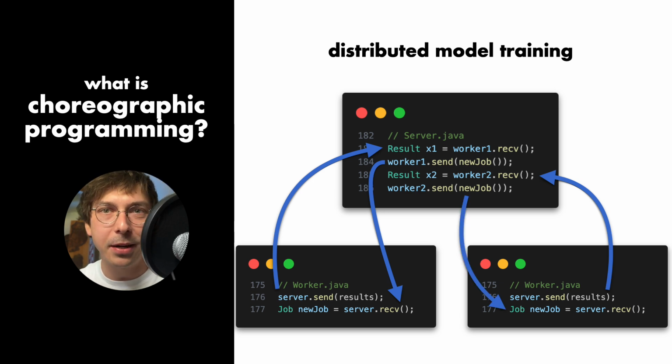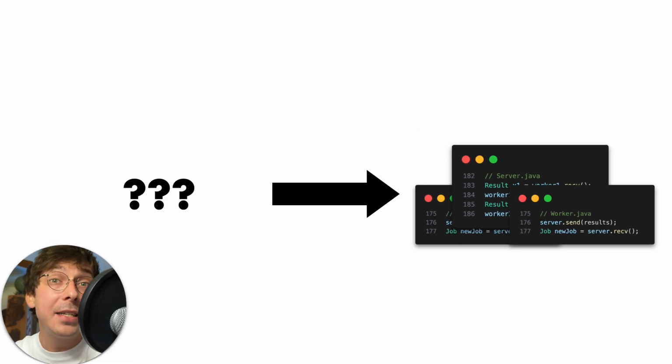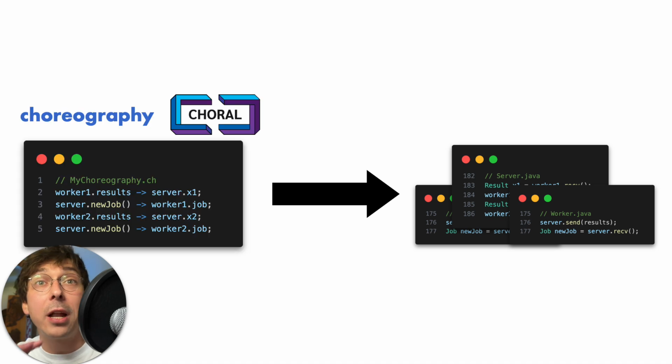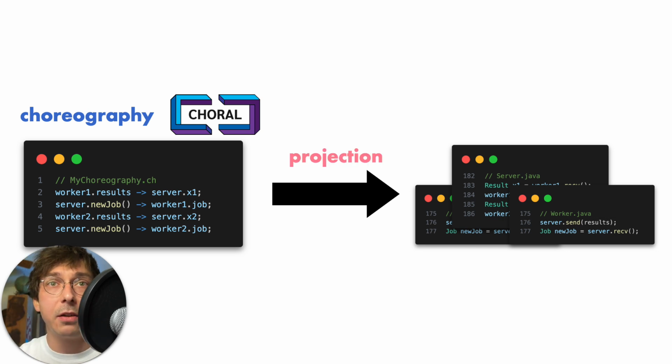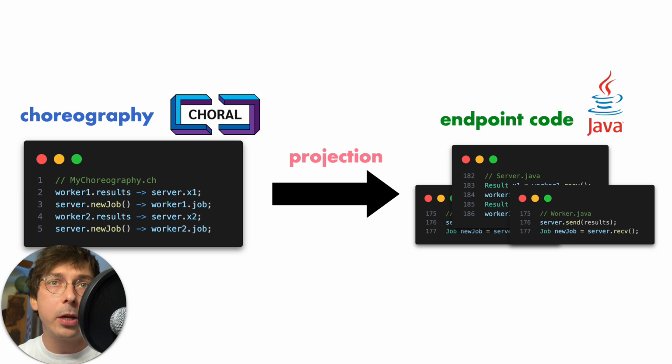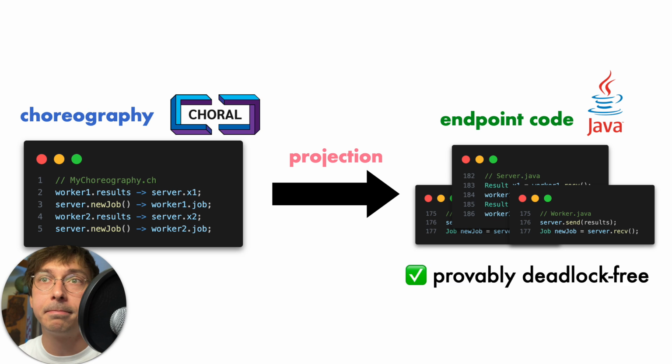Everybody's had this experience. And what we'd like, ideally, is to have some kind of single module, some kind of programming language we can write that will generate that code on the right. And that thing on the left is called a choreography, and you can write it in a language like Choral. This process of compilation is called projection. And the thing on the right is what we call endpoint code. And in the case of Choral, we're generating Java code.